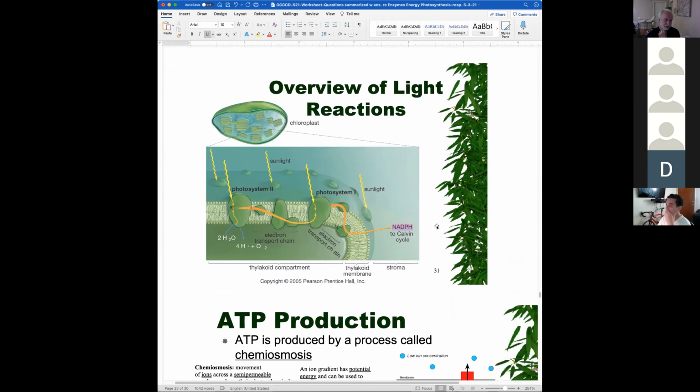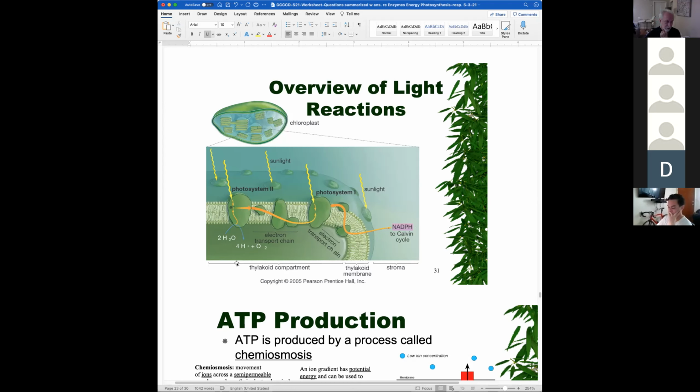This shows you a different view of what I've just said. You have the thylakoid membrane here. You have the proteins embedded in it, through which electrons pass, being handed back and forth by electron carriers. Light from the sun enters both photosystem 2 and photosystem 1, and out comes energy for the Calvin cycle. The Calvin cycle, remember, is going to make sugar.